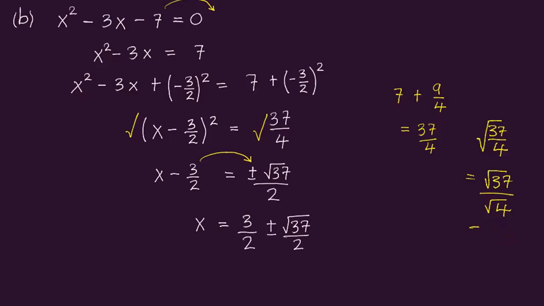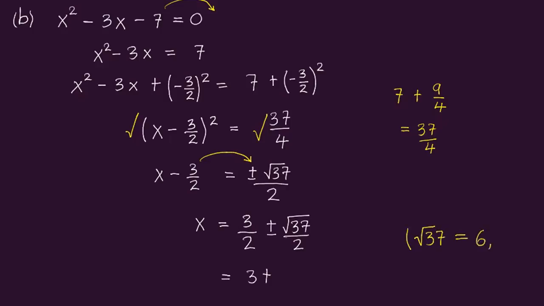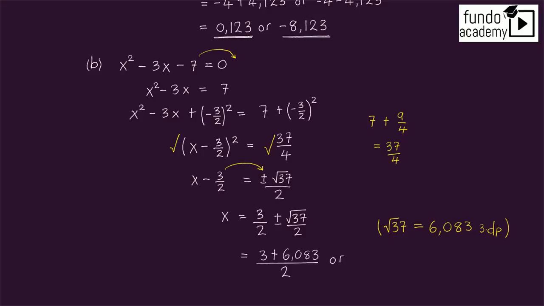Right, so this is the exact solution in surd form, but now it may be necessary for us to find the solution to maybe, let's go with 3 decimal places. So we now have to look for the square root of 37 using the calculator or tables, and the square root of 37 is 6.083 to 3 decimal places. So that means that our solutions will be (3 plus 6.083) divided by 2, or (3 minus 6.083) divided by 2.